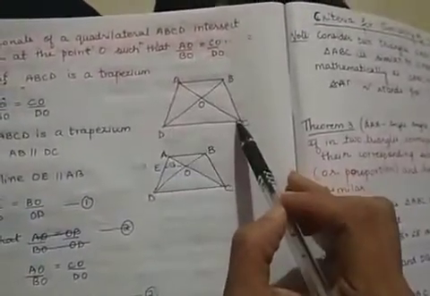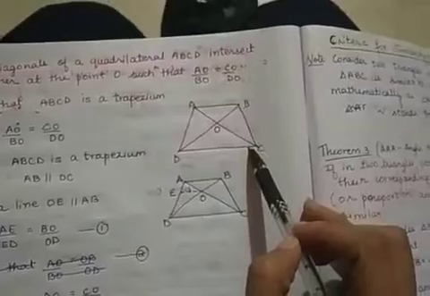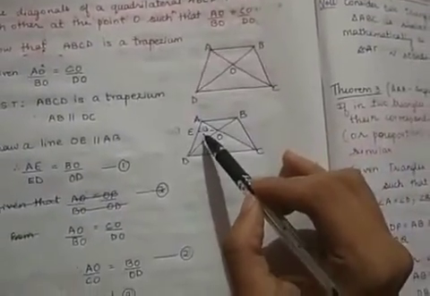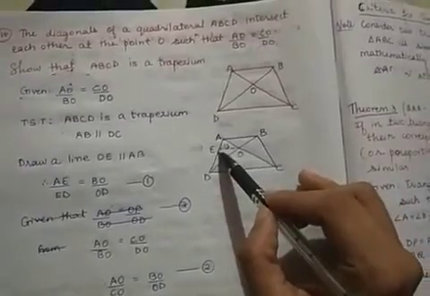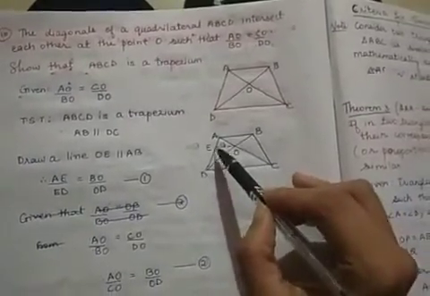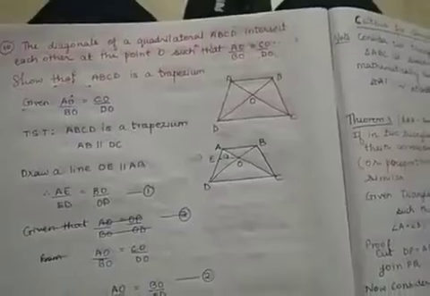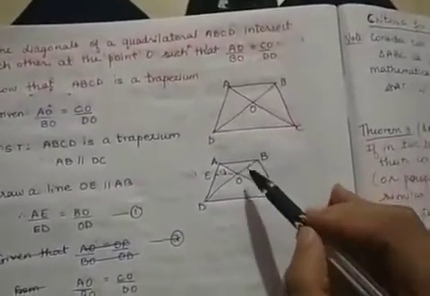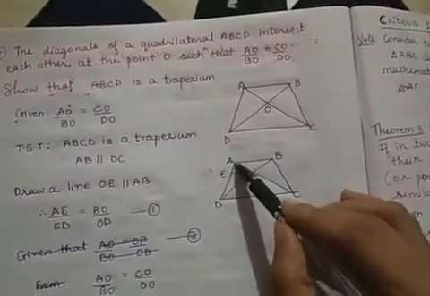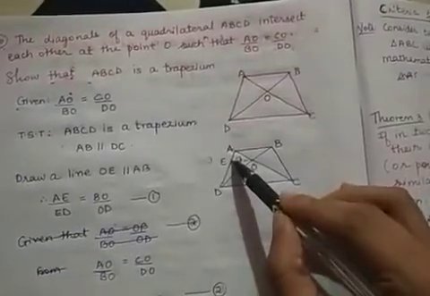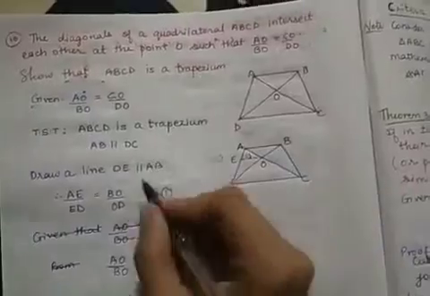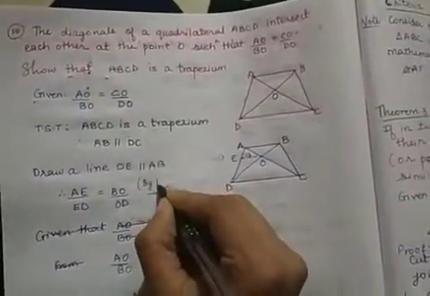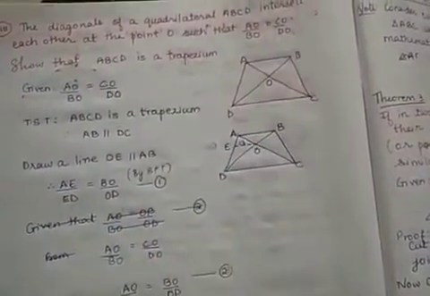Okay. Now if I want to show AB is parallel to DC, now I need two triangles here. So what I will do is I will make a construction, that is I will draw a line OE, okay, OE which is parallel to AB. So if I do that, then I get here, since OE is parallel to AB, AE upon ED should be equal to BO upon OD. This is by basic proportionality theorem.